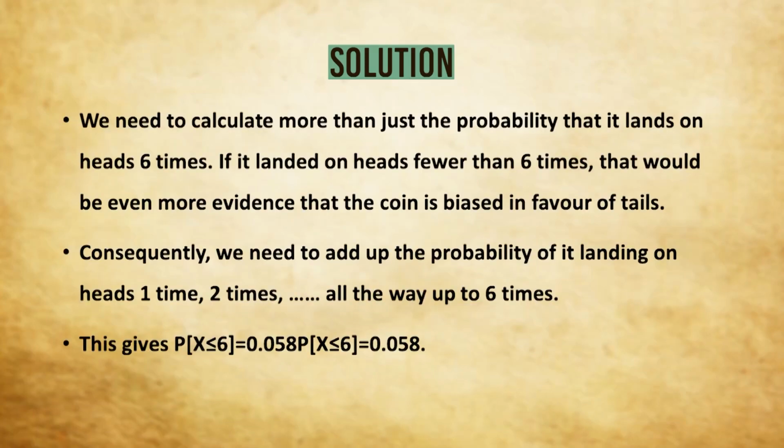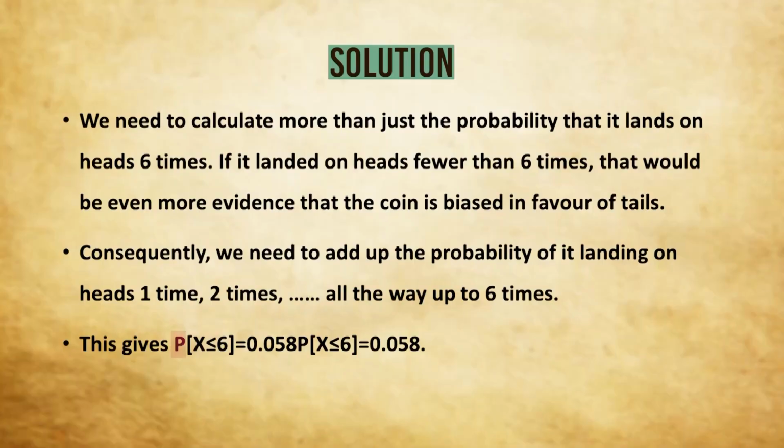So we have to calculate just the probability that it lands on heads 6 times or fewer. If it landed on heads fewer than 6 times, that would be even more evident that the coin is biased in favor of tails. Consequently, we need to add up the probabilities of it landing on heads 1 time, 2 times, all the way up to 6 times. Now here if x denotes the number of heads obtained, then x will follow a binomial distribution. Under H0, the coin is unbiased, so it will follow a binomial distribution with parameters 20 and half.